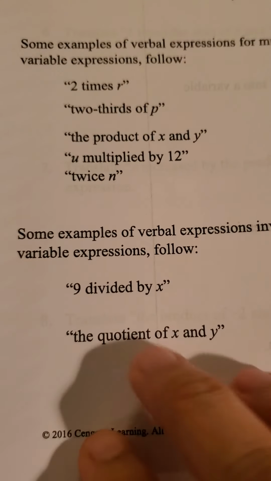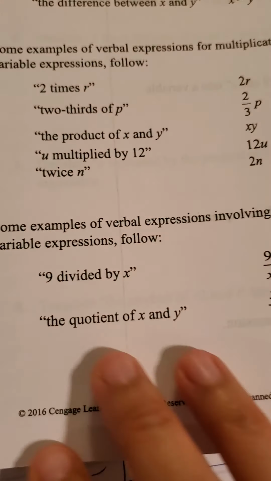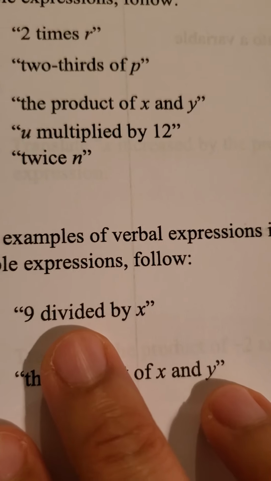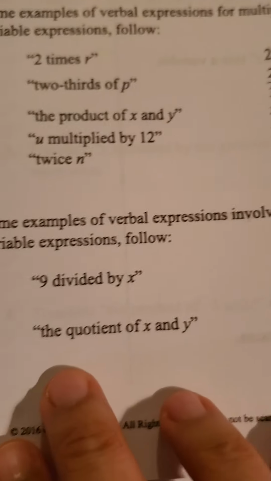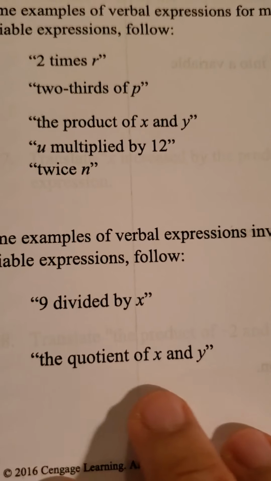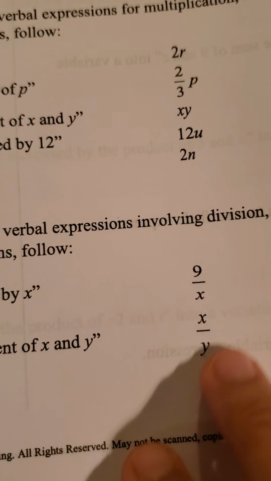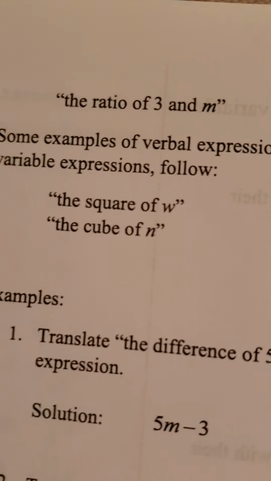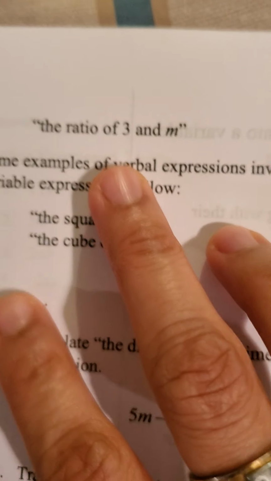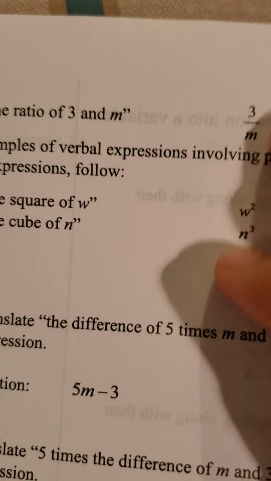When we're working with factors that require division, it'll say plain old divide, 9 divided by x, or find the quotient of x and y, which would be x over y. Or I don't think they mention it here. Let me see if they mention it on the other page. Yep, the ratio. They find the ratio of 3 and m, 3 over m.